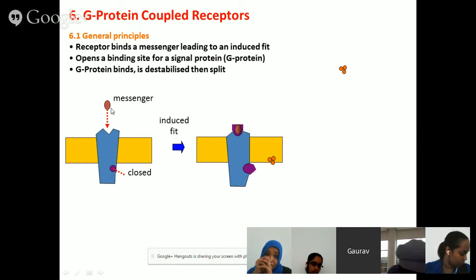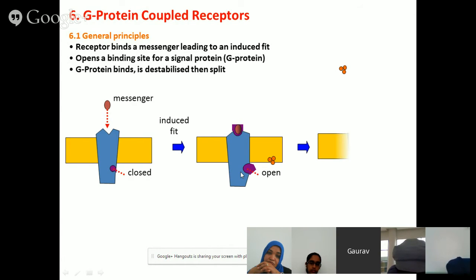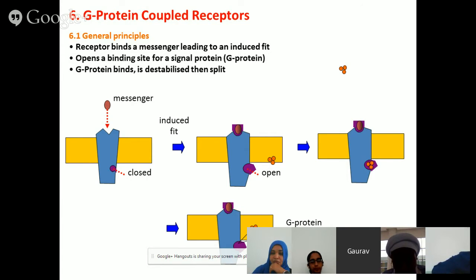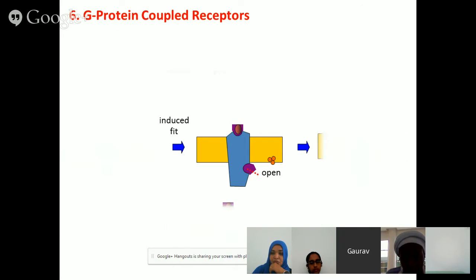So after binding with the messengers, this will activate and open this closed gate, and now this trimeric subunit will bind with this closed gate. After activation of this closed gate, this trimeric subunit will dissociate into two parts: one is beta gamma, and one is the alpha subunit. Later this alpha subunit will bind with different types of enzymes and produce different types of activities. Later we'll discuss all this.